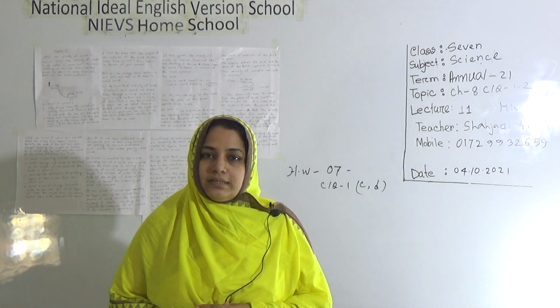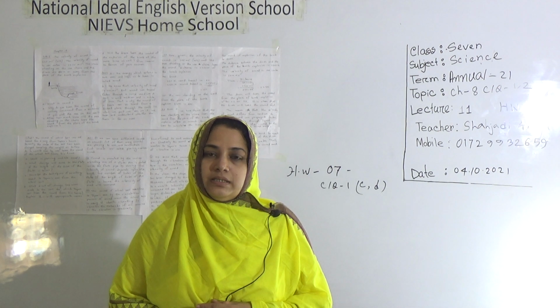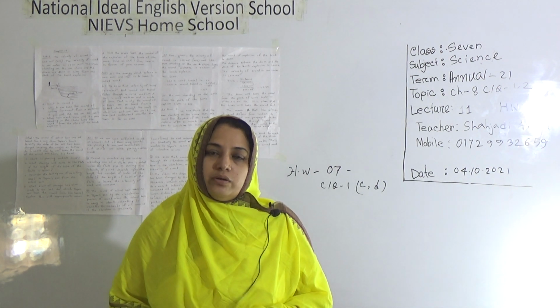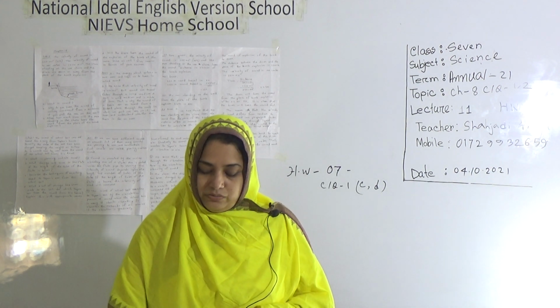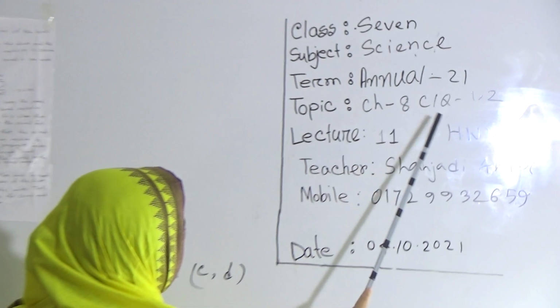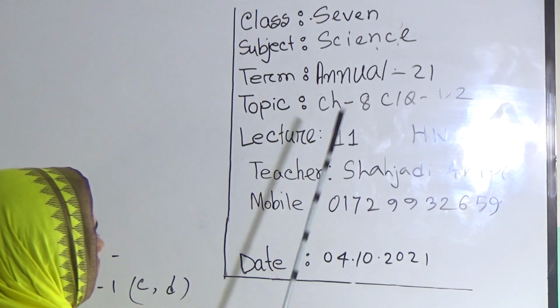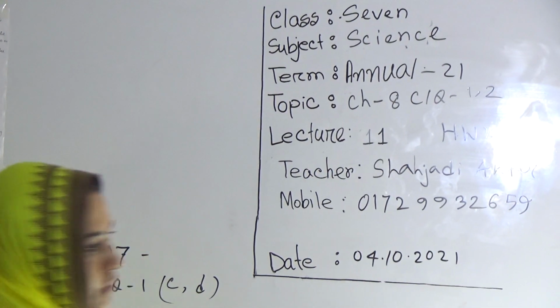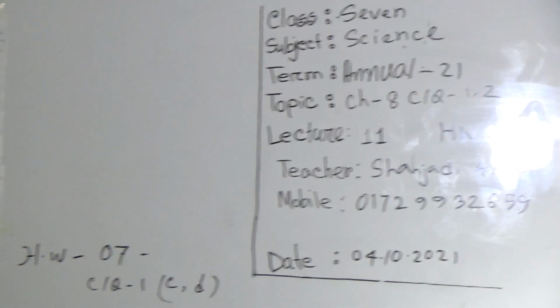This is Shahjadi Akter, Assistant Teacher of Science of National Ideal English Version School, Basic. Today I am going to take a science class for class 7 students. My dear students, our today's topic is Chapter 8 CQ 1 and 2. Today's lecture number 11 and SW number 7. My dear students, let's start our class.